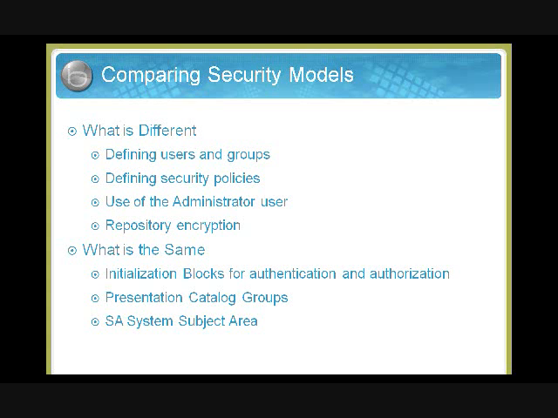So, like I said, just briefly, what are some of the differences? You've got how users and groups are defined, where the security policies are, you have a policy store. You no longer have the administrator user within the RPD, but you do have repository encryption, which is different. You didn't have that in 10G. You do have it in 11G. So there'll be a password that you have to put in during the upgrade process to encrypt the repository as it's being migrated. And what doesn't change, as I stated, is initialization blocks, catalog groups, and the SA system subject area.